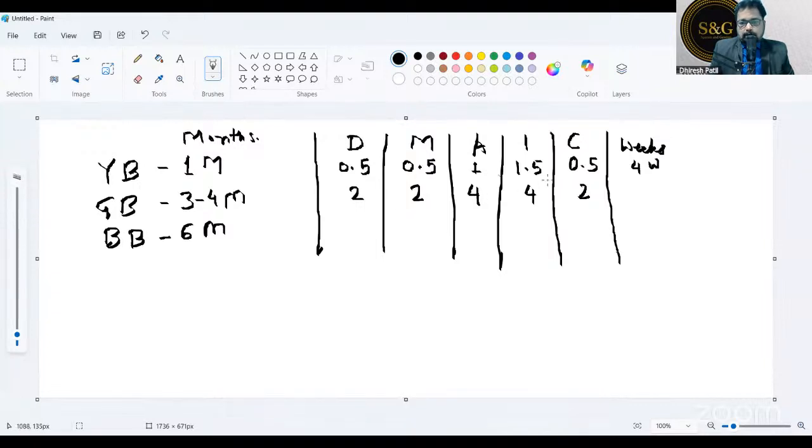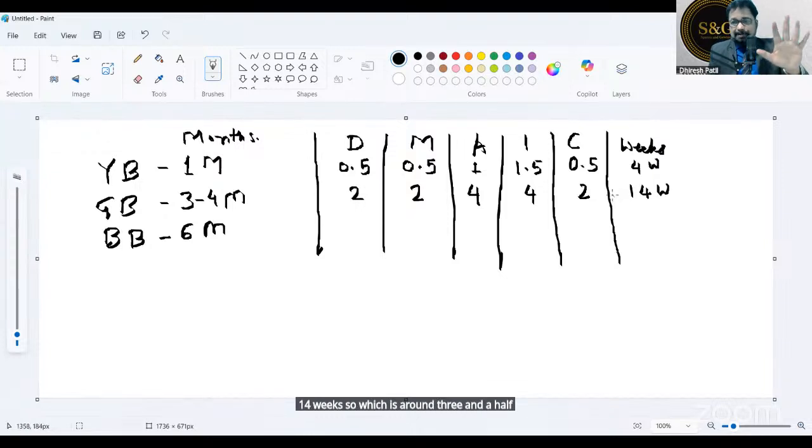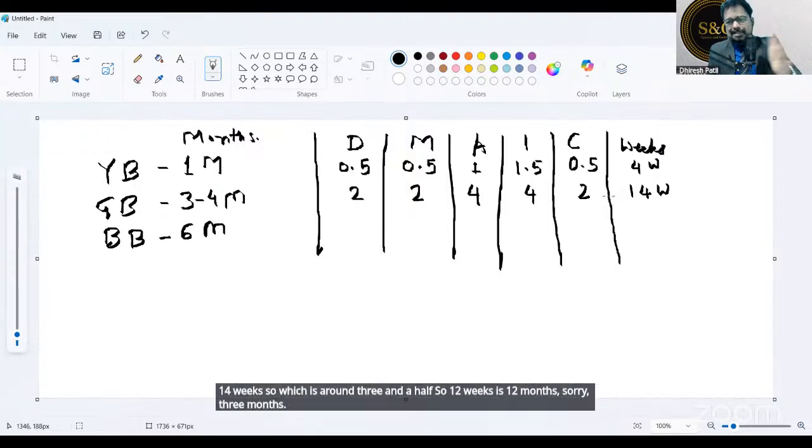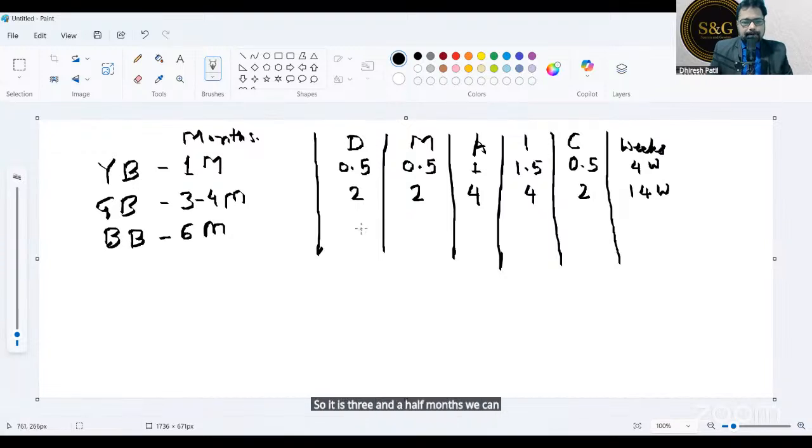Yeah. So totally it becomes around how many? 4 and 4, 8, 8, 10, 14 weeks. So which is around 3.5. So 12 weeks is, sorry, 3 months. So it is 3.5 months, we can say 14 weeks.